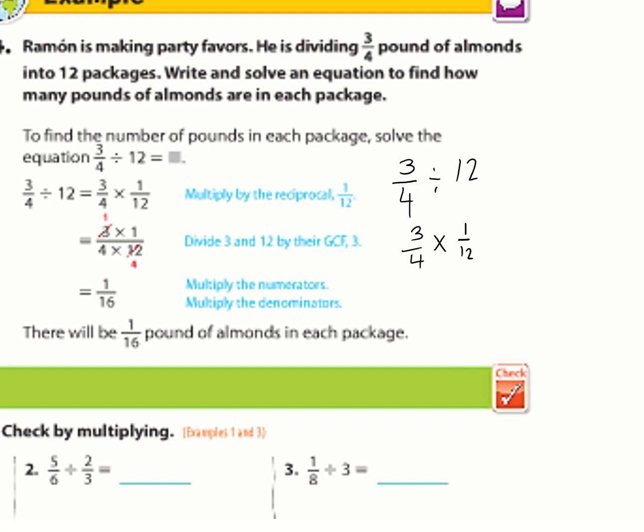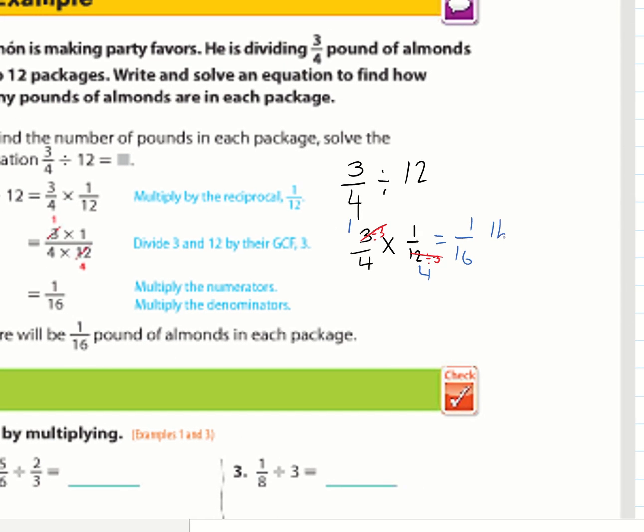Now I do have some compatible numbers. 3 can go into 3, and 12 can go into 3. 3 divided by 3 is 1, and 12 divided by 3 becomes 4. So now I can multiply. My numerator is 1 times 1 equals 1. 4 times 4 equals 16. So 1/16 pound of almonds.